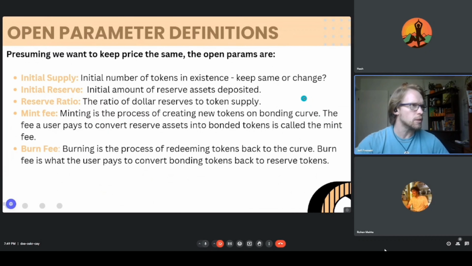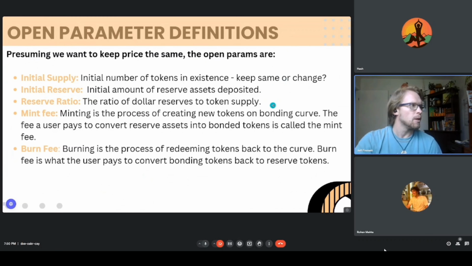So to start with a couple of definitions, we have something like supply. Supply is the number of tokens in existence. This can be static or dynamic. In a primary issuance market, this would be a dynamic parameter, so your supply can change over time. The reserve is the amount of reserve assets that are deposited backing those tokens. So when you mint or burn on the bonding curve, you are depositing or removing reserve assets to increase or decrease the supply.